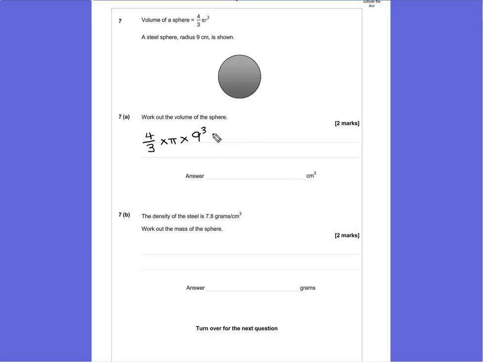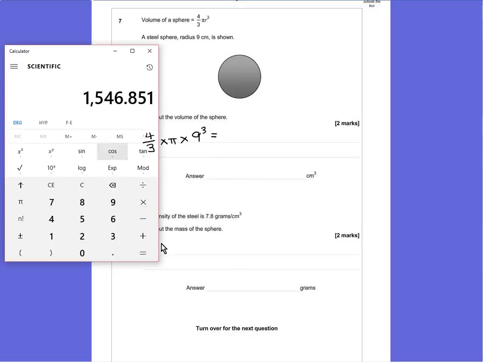Now you could leave pi in this format for your answer. It's completely acceptable, or use the pi button on your calculator to give a decimal answer. Either solution is completely fine. If you look at your calculator, we can do 4 divided by 3, multiply this by pi, multiply it by 9 cubed. So this is 9 to the power of 3.